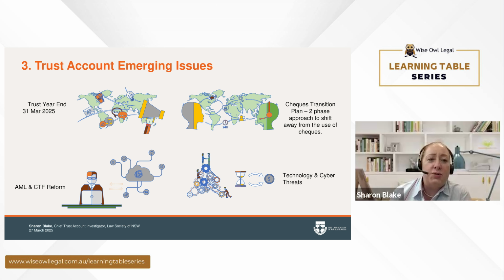In December 2023, the government released its strategic plan for the Australian payment system, with the intention to wind down the check system by no later than 2030. In November 2024, the government released its check transition plan to set out the two-phased approach to shift away from the use of checks. So phase 1 by 30th of June 2028, phasing out the ability for consumers and businesses to write checks as a form of payment.